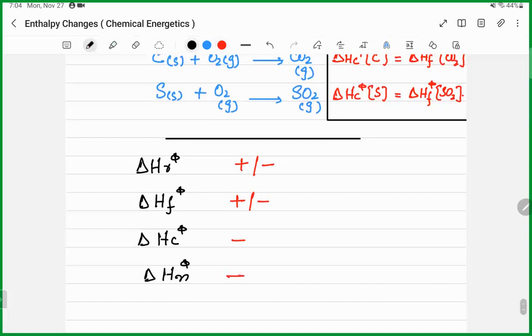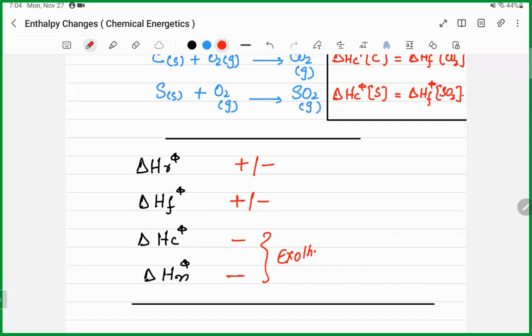combustion is always exothermic and neutralization is always exothermic, ठीक है, clear? So these two reactions are always exothermic and these could be endo or exo both.